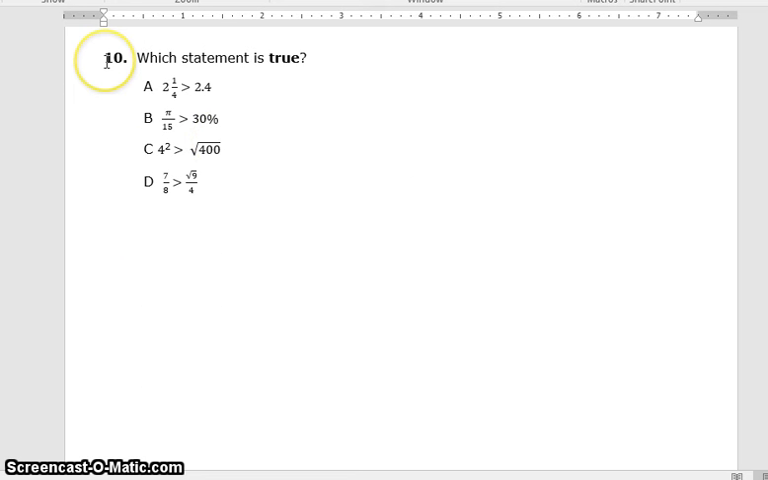Last question, number 10. Which statement is true? Which of these is true? Remember to put the plus right here, 2 plus 1/4. And that is all.